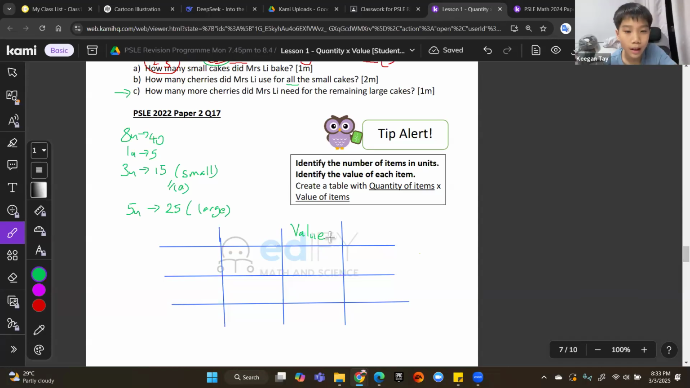Keegan, you tell us what to put here? The very left, at the very left where my cursor is. Can you see my cursor? The cursor is still at value. How come? Can you see now? Oh, I think it's lagging.